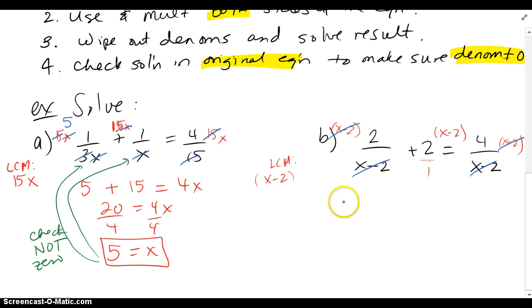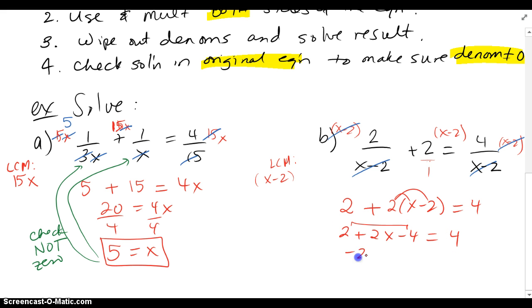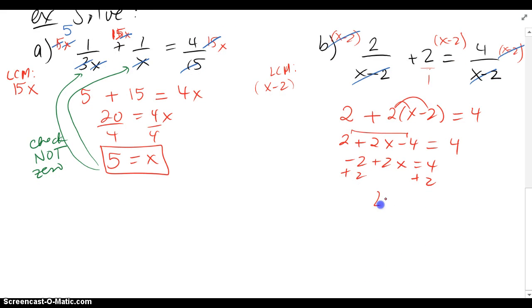So we end up with 2 plus 2 times this binomial equals 4 all by itself. Distribute, we get 2 plus 2x minus 4 equals 4. Combine like terms, that's negative 2 plus 2x equals 4. We're going to add 2 to both sides. 2x equals 6, and it looks like x is equal to 3.